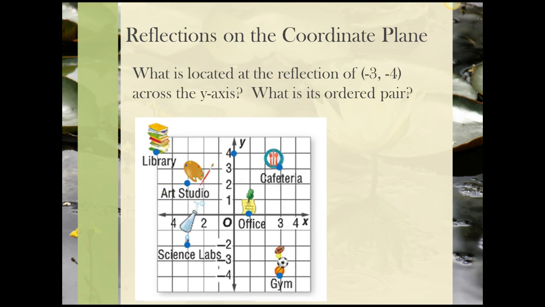Next, Froganachi asks, what is located at the reflection of -3, -4 across the y-axis, and what is its ordered pair? First, we need to go to -3, -4. We start at the origin and go 3 units left on the x-axis, and then we go down 4 on the y-axis. So we go past the science labs and down 2 more units. Then we need to reflect that point across the y-axis. Therefore, we need to be 3 units away from the y-axis, but in quadrant 4. We can see that we end up at the gym. Its ordered pair is 3, -4.